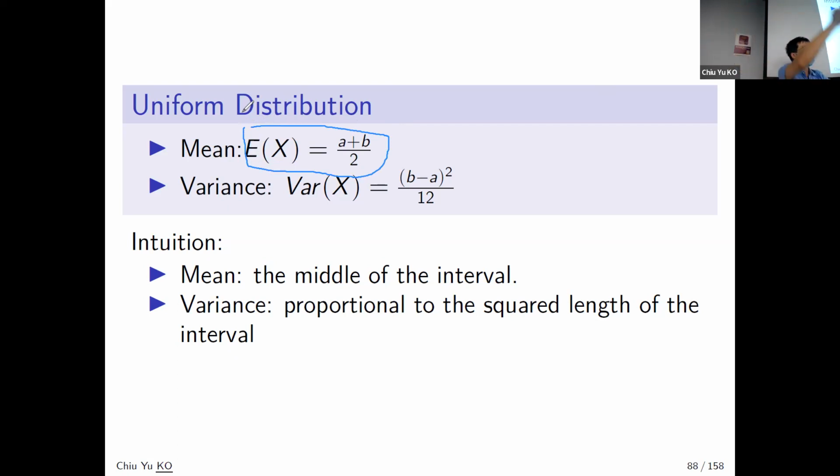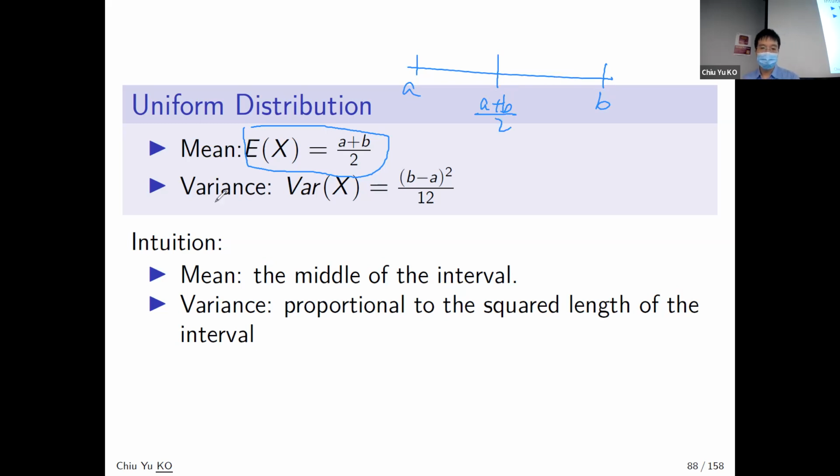So what's the mean? Just at the middle, right? Because anything is possible, exactly the middle will be the mean. Just to remind you quickly, if it is between A and B, the middle point is just A plus B over 2.